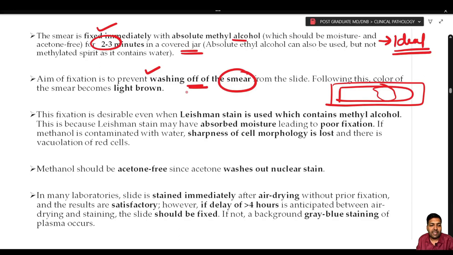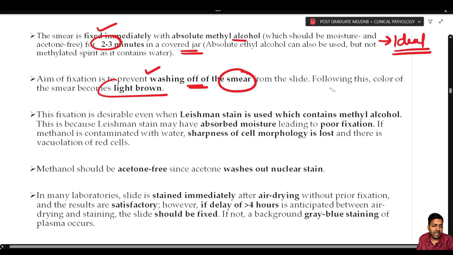Following this, the color of the smear becomes light brown. So after you do the fixation, the color becomes light brown. Now this fixation is desirable even when Leishman stain is used, which contains methyl alcohol. As I told you, the term is desirable. It is not a must, but it is desirable. So this fixation with methyl alcohol is desirable even if the Leishman stain is used, which also contains methyl alcohol.